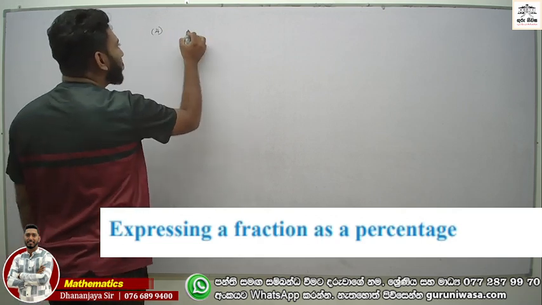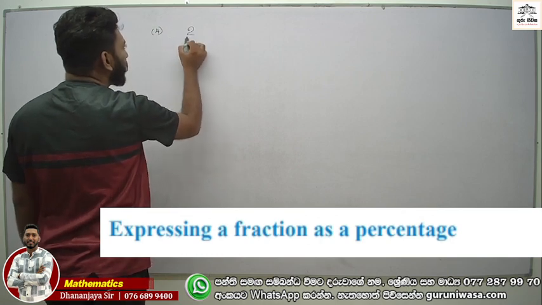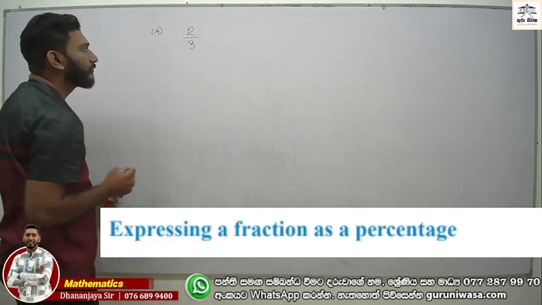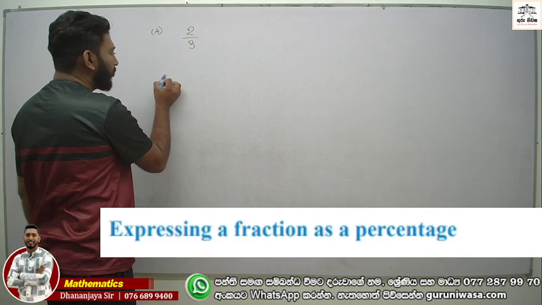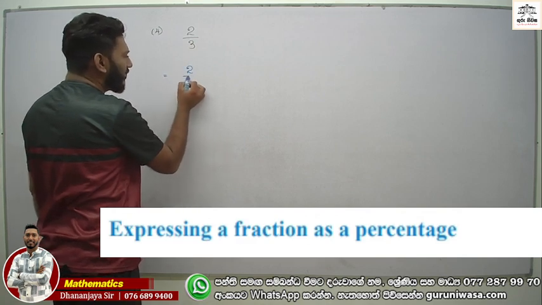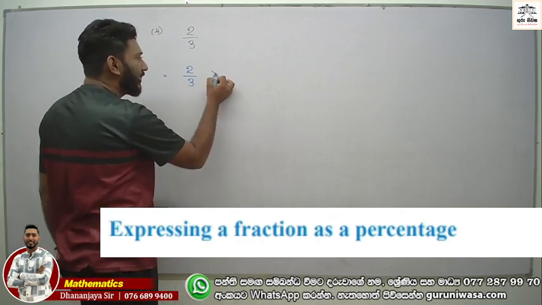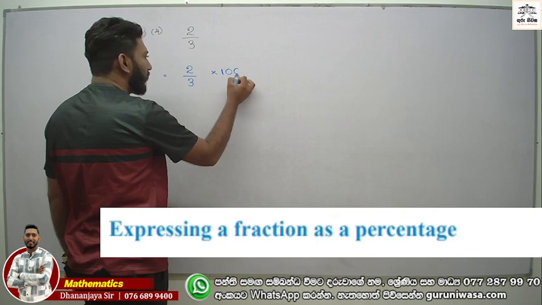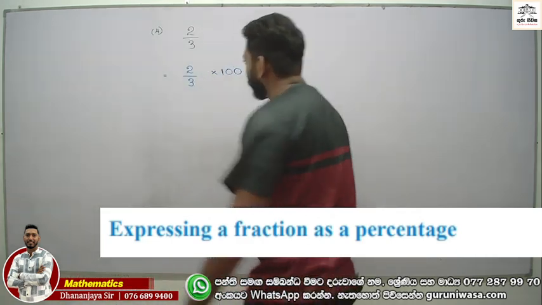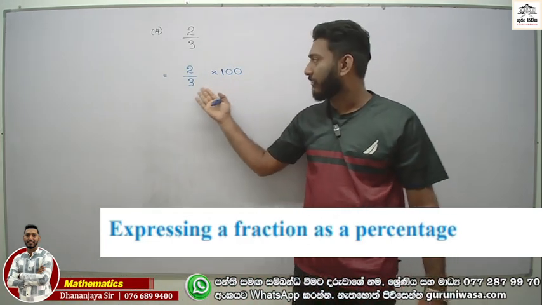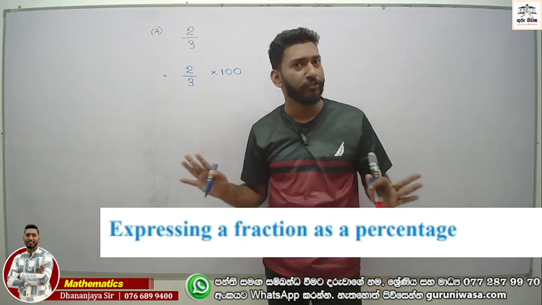Let's take two-thirds. Two-thirds. Now, what is the method? And you know the method. Any fraction, you need to multiply by the 100%. You need to multiply with the 100. Now tell me, look at the up and down. Here is 100 and this is 3, and 3 and 100 we cannot simplify.